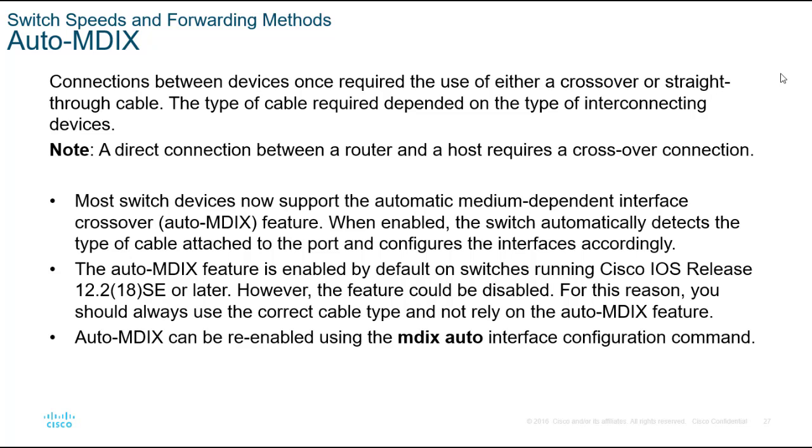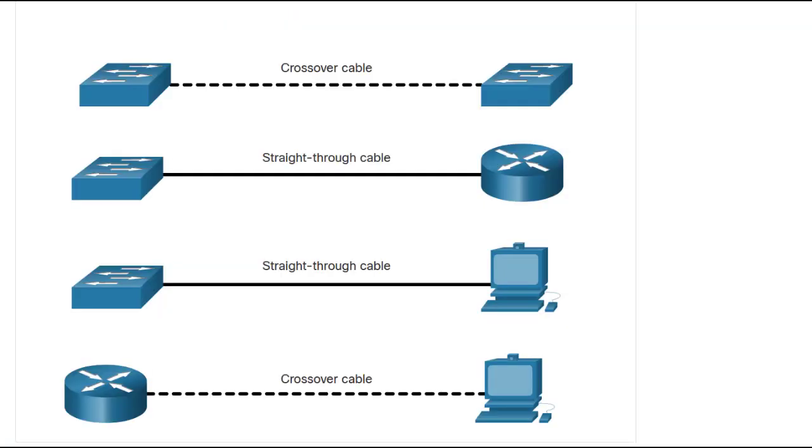Historically, connections between devices on a network required either a crossover or straight-through cable, depending on the type of devices being connected. The figure shows the correct cable type for interconnecting switch to switch, switch to router, switch to host, or router to host devices. A crossover cable is used when connecting like devices, and a straight-through cable for connecting dissimilar devices. A direct connection between a router and a host requires a crossover connection.